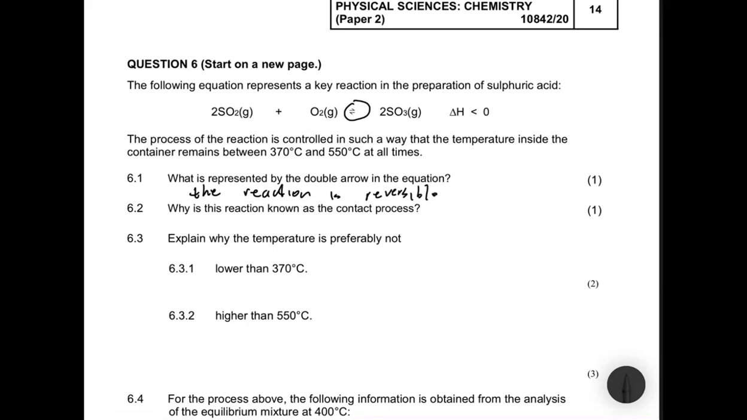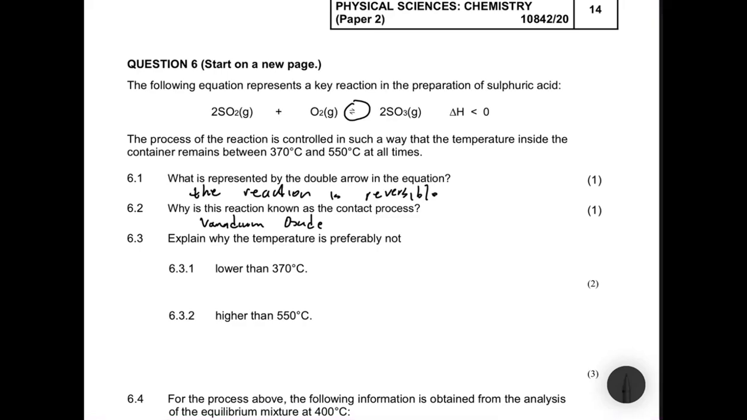And then 6.2 says, why is this reaction known as the contact process? It is known as the contact process because the reaction occurs in the presence of a catalyst, right? So the reaction is in contact with the catalyst, and therefore is known as the contact process. Now the question you might ask is, which catalyst do we need for this reaction? We need vanadium oxide, right? So the catalyst for our contact process is vanadium oxide. But that's not what the question is asking us. The question just wants us to explain that it is known as the contact process because you are in contact with a catalyst, and you get your 1 mark.